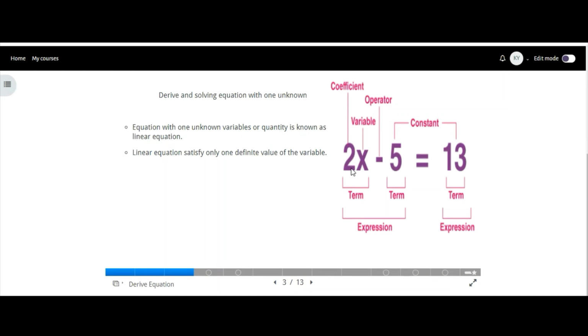For this expression to be referred to as a linear equation, we call it 2x minus 5 equals 13, where 2 is the coefficient, x is the unknown variable, minus is the operator, 5 is a constant term, and 13 as well is a constant term.